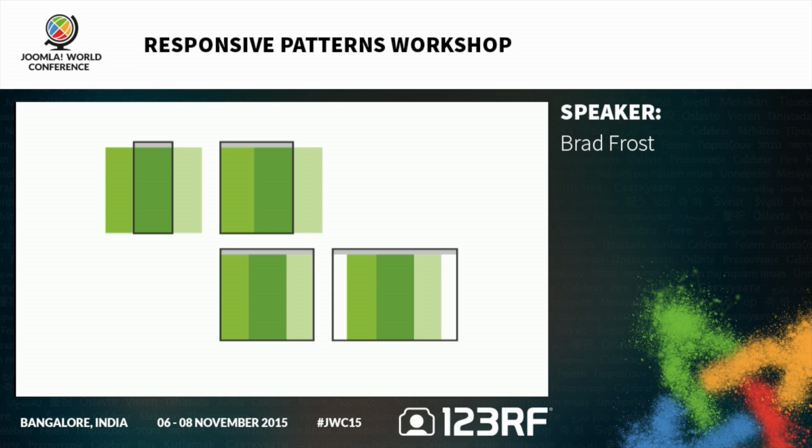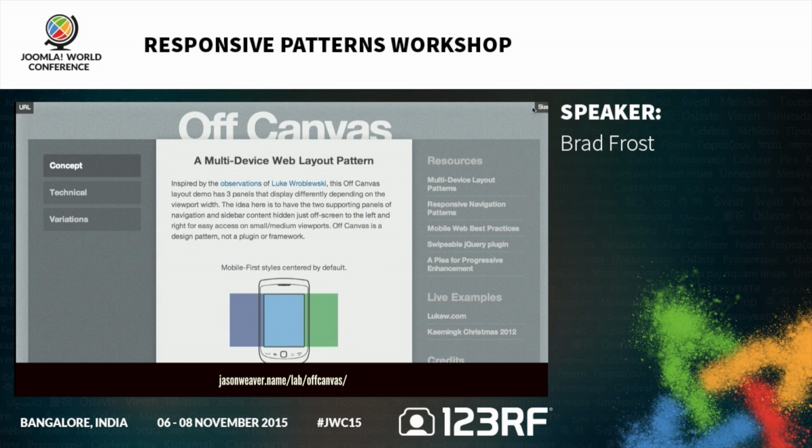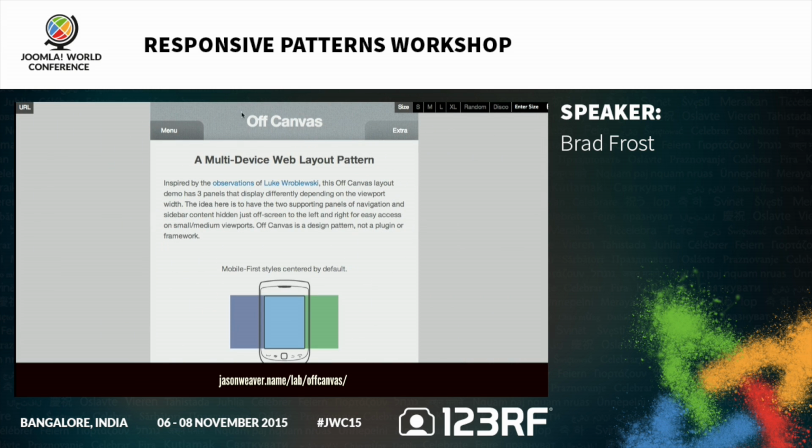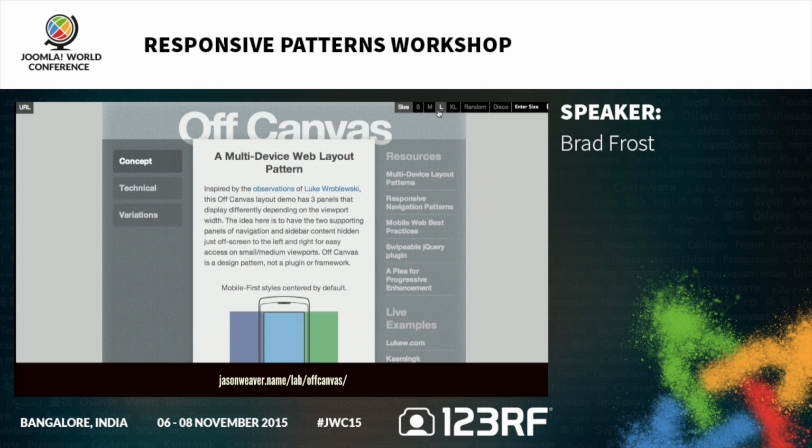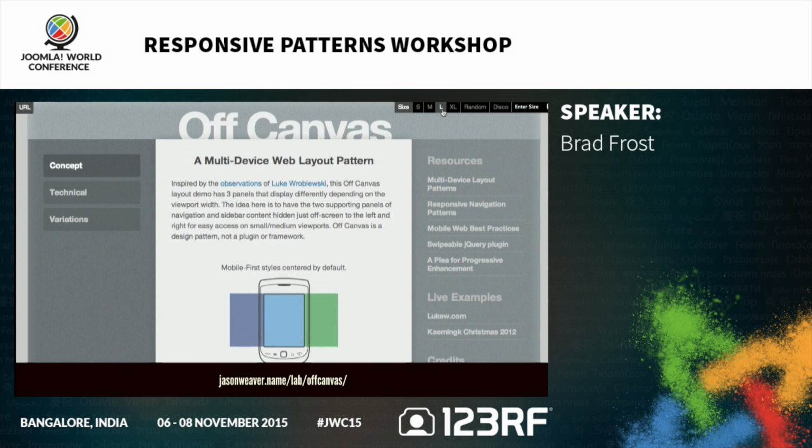But there are other ways we could handle this. This notion of off-canvas design is taking those sidebars, and instead of stacking them underneath the main content, we're pushing them off to the side. We see this a lot with navigation and menus and stuff like that. But what this does is keep the focus on the core content and leave those sidebars one tap away.